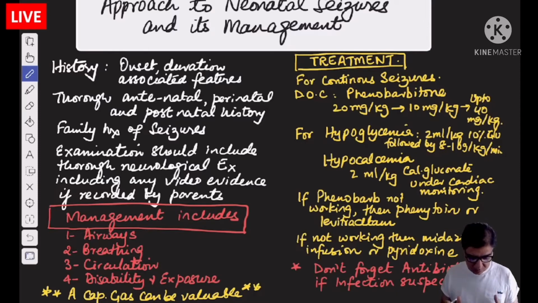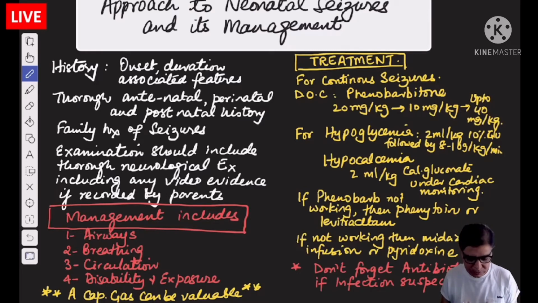When we talk about examination, a very thorough neurological examination is a must. Some parents are clever enough to video record any seizures, so you ask them if they have recorded the seizures, because that would help you. If the baby is not seizing in front of you, at least you can have a look at the video, and that would give you a clue whether this looks more like a seizure activity or a non-seizure activity.